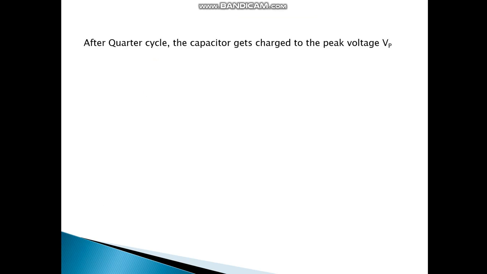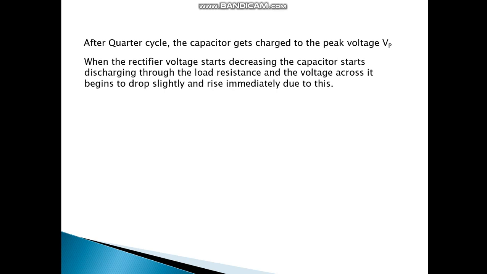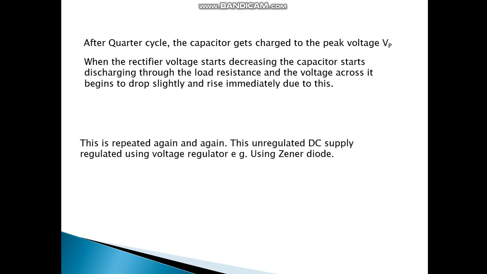So after a quarter cycle, what happens? The capacitor gets charged to the peak voltage VP. So when the rectifier voltage starts decreasing, the capacitor starts discharging through the load resistance, and the voltage across it begins to drop slightly and rise immediately. This is repeated again and again.